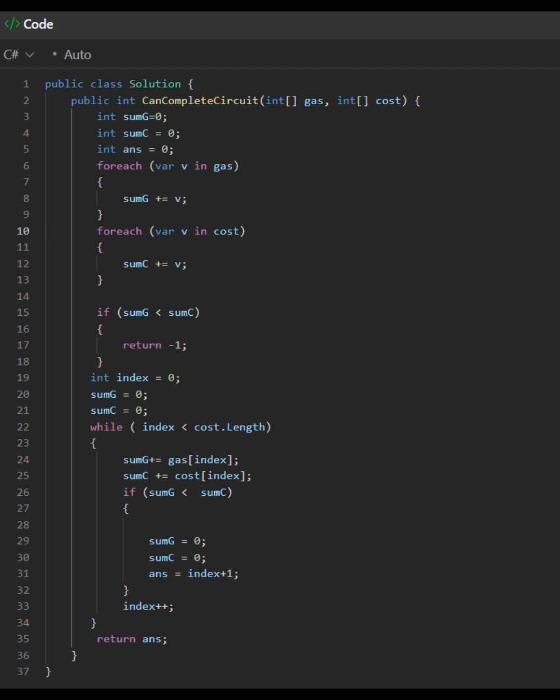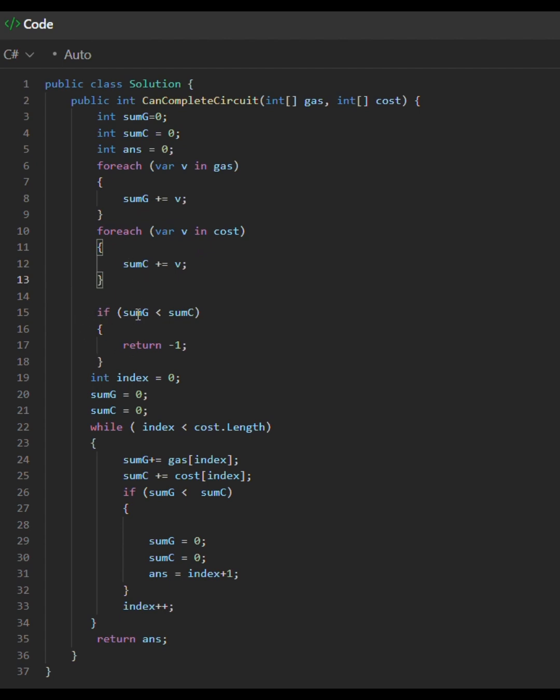So now let's look at the actual implementation using C#. Like we said before, first we need to add all the amounts of gas available at each station, to get the total amount of gas we can use. Then we add the total cost we need to spend to travel the entire circle of gas stations. Once we get these two numbers, we compare them.